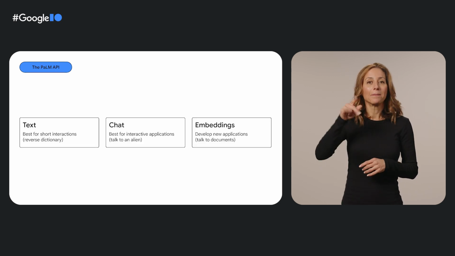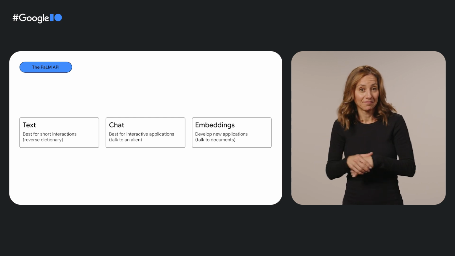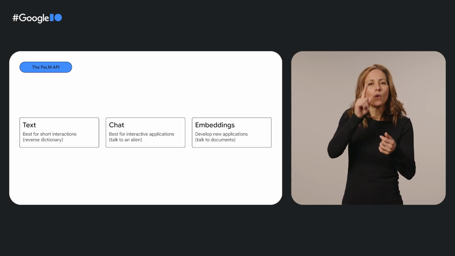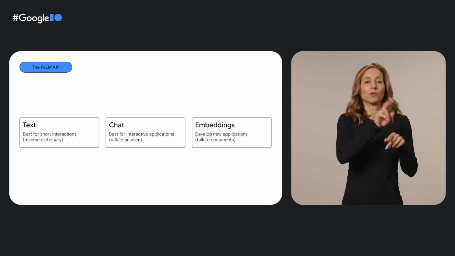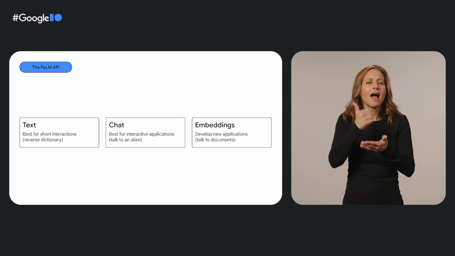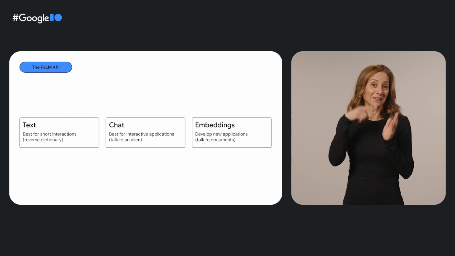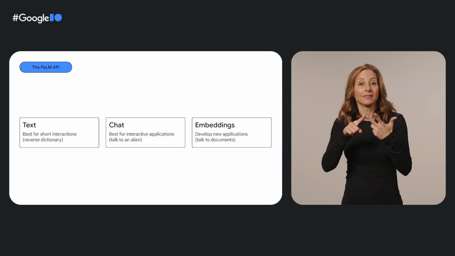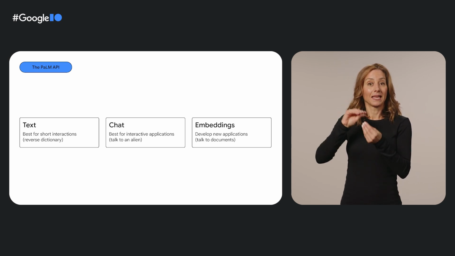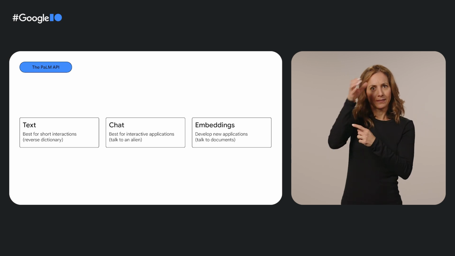Now, the API has 3 endpoints, and these correspond to our 3 examples. The text endpoint is optimized for short interactions, and you'll use this to build the reverse dictionary. The chat endpoint is designed to help you create interactive multi-turn applications, and you'll use this to chat with an alien. The embeddings endpoint is for developers, and it can help you represent text in a way that a computer can understand, so you can build new applications for things like search.